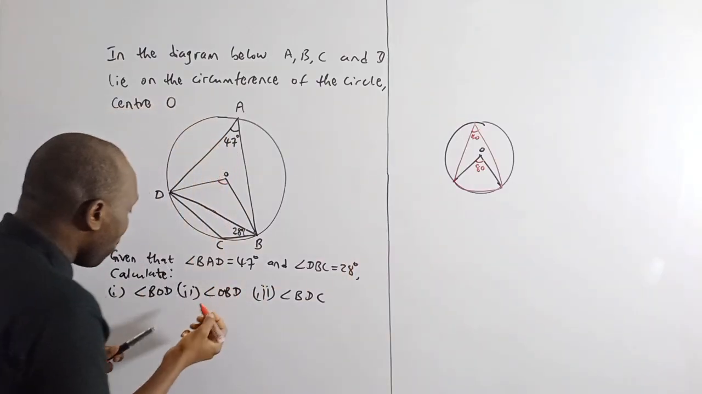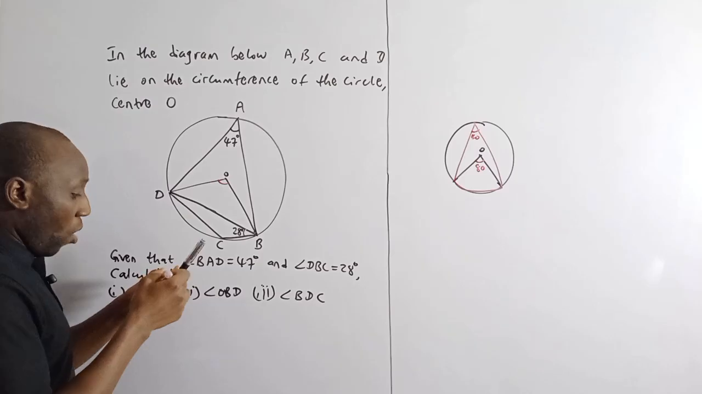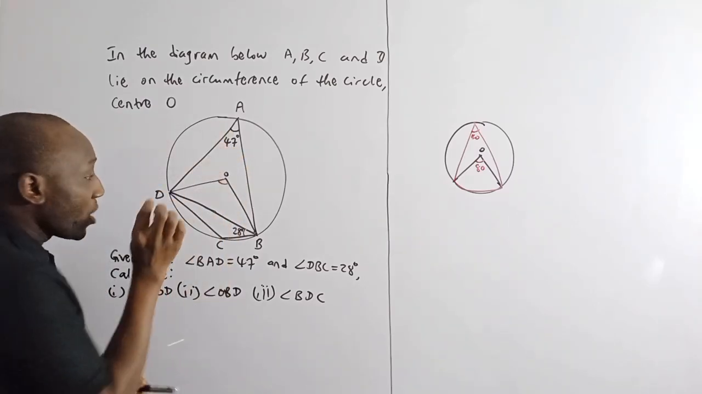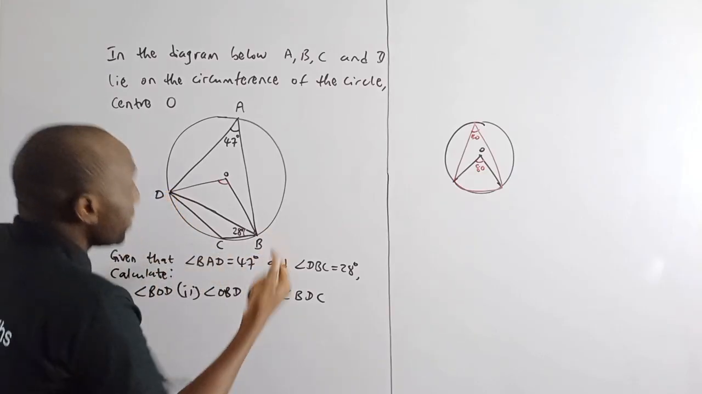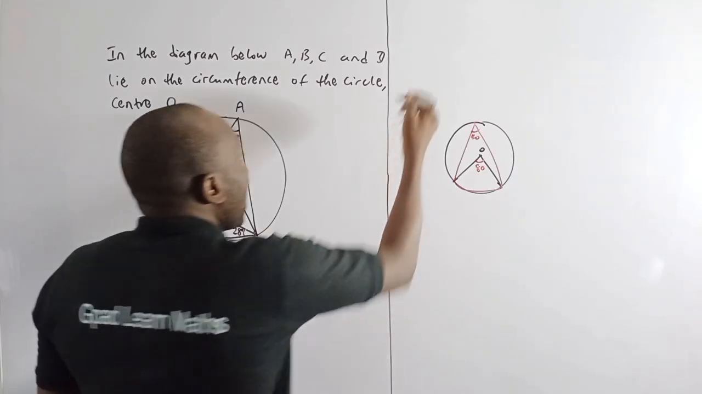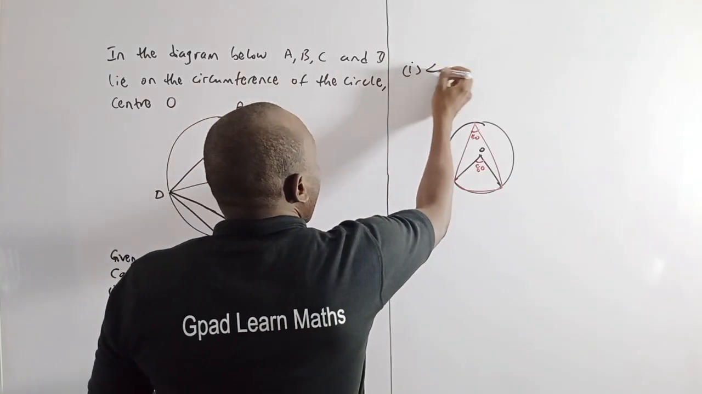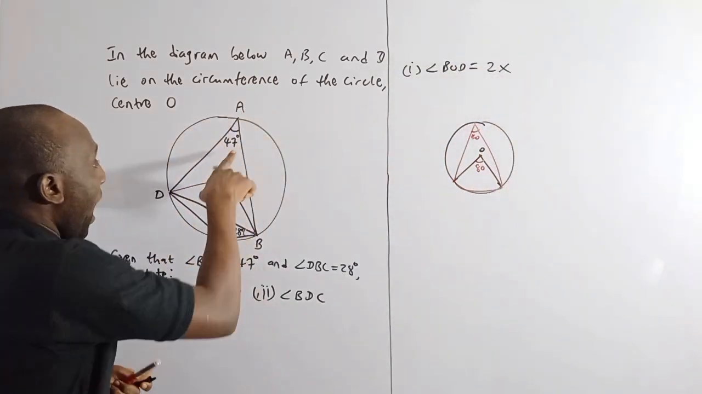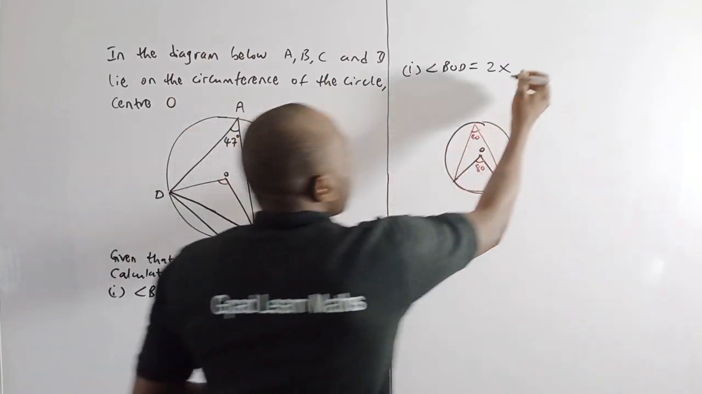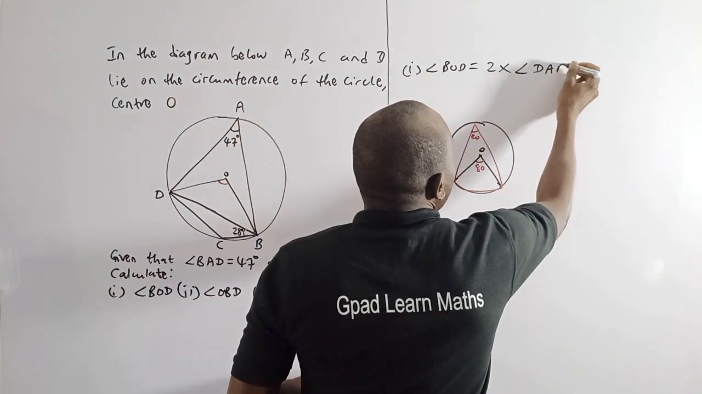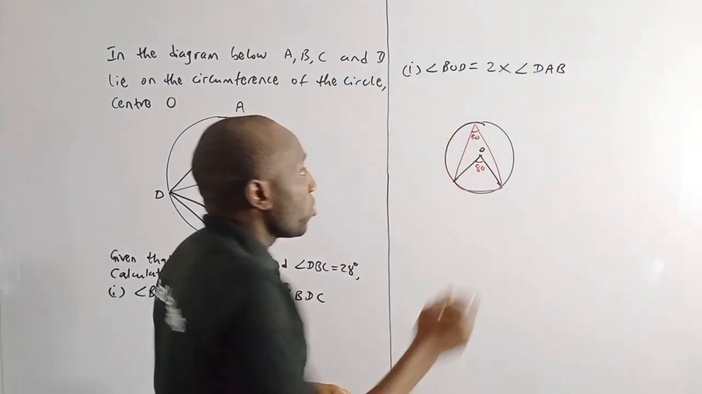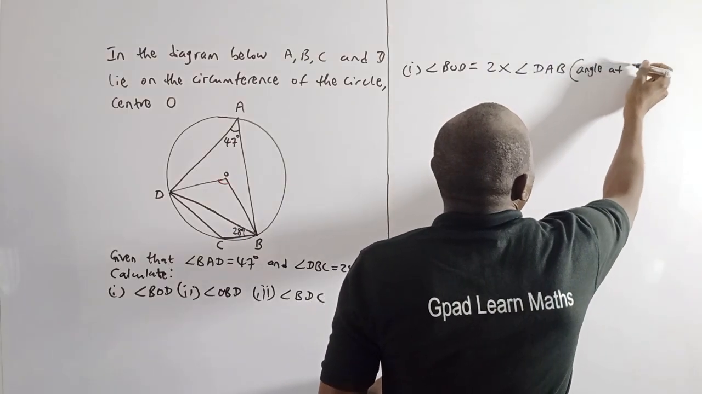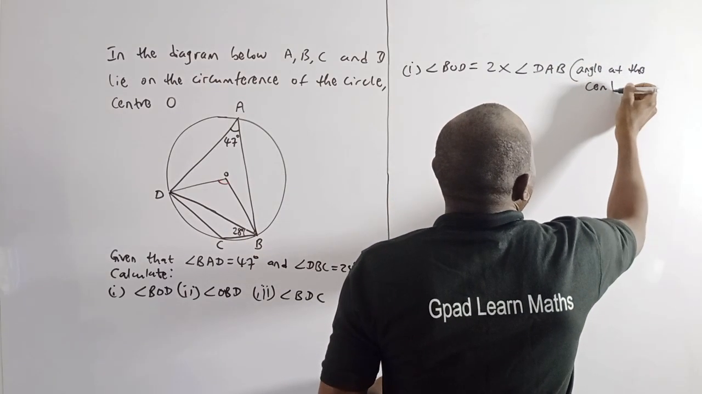So for us to get angle BOD, it's very easy because we already know the angle at the circumference that was subtended by this arc DB. So I'm going to start by saying that angle BOD will be equal to 2 times angle DAB. And the reason for that is: angle at the center.